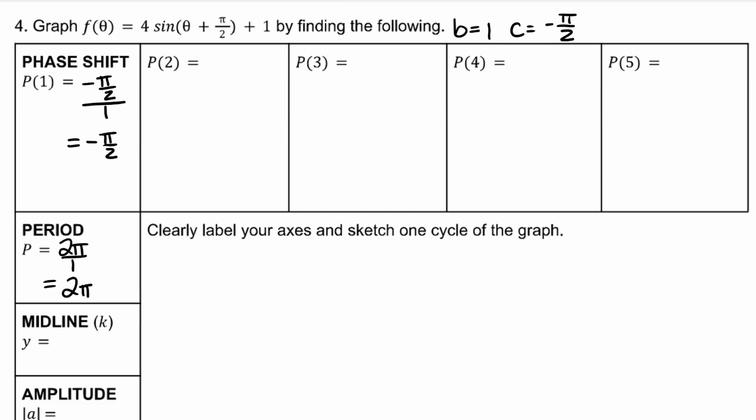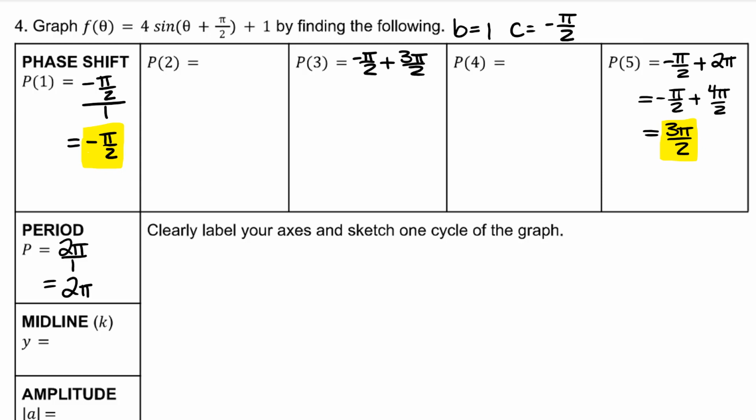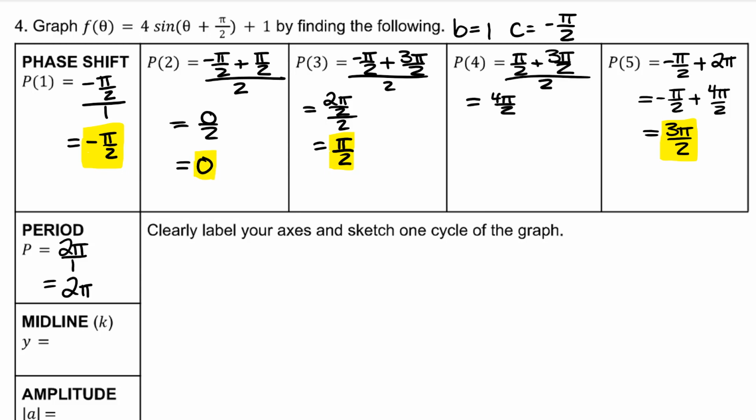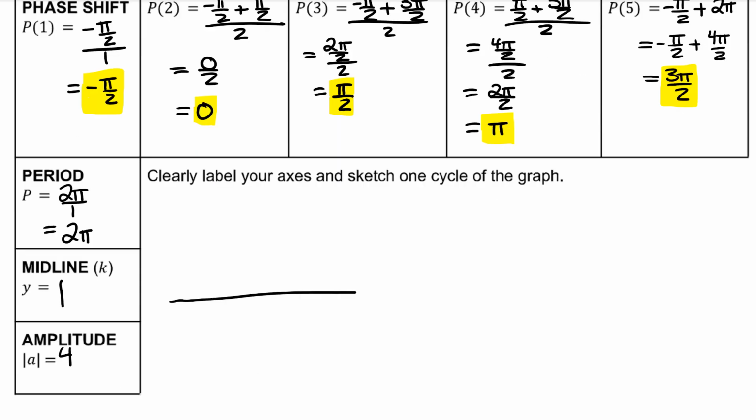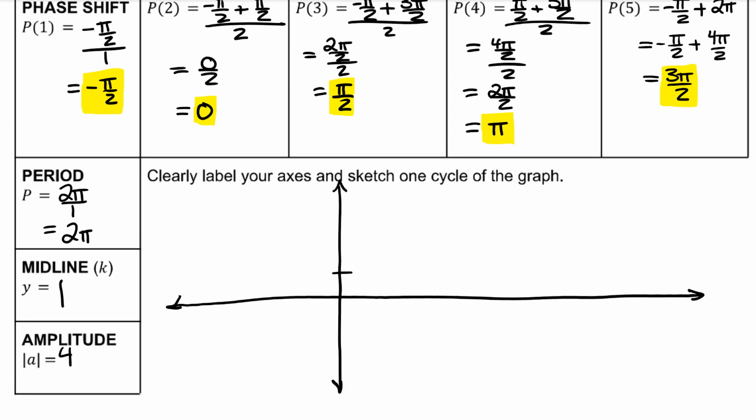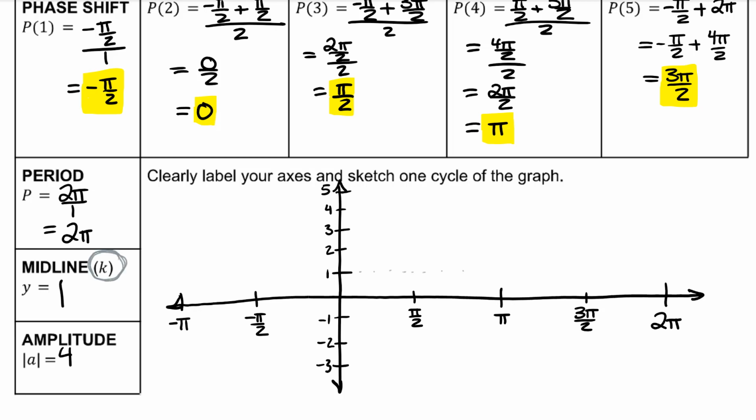You may be able to start finding the values of P2, 3, and 4 in your head. If you can do that, then you don't need to show work. Like, what's directly between negative pi halves and pi halves? 0. I don't need to show work to know it's 0. And this one actually has a vertical shift other than 0.